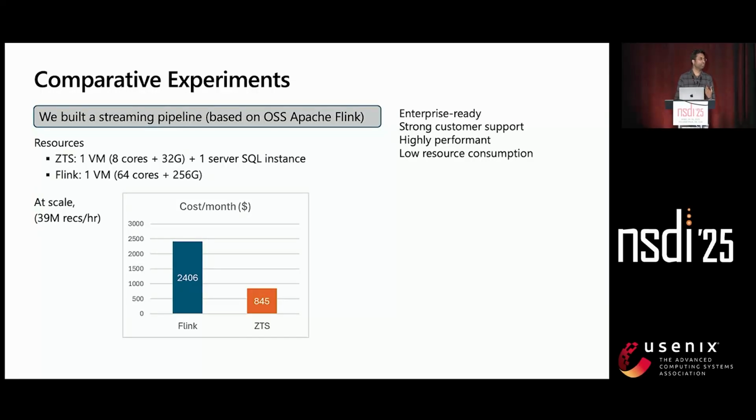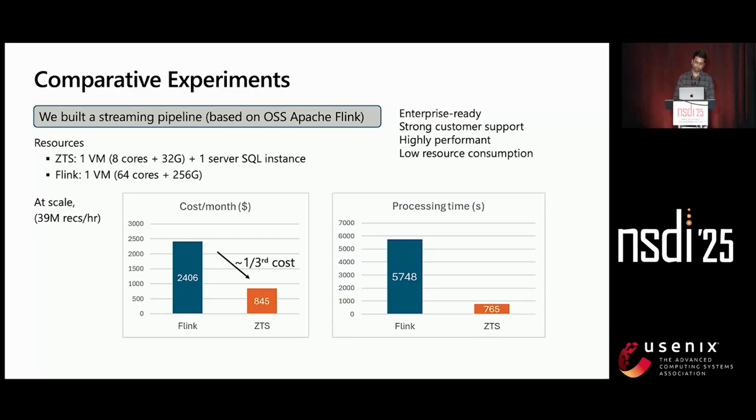At scale, looking at a data set size of 39 million records per hour, we see that compared to Flink, our system incurs only one third of the cost. But at the same time, we are 7.5 times faster. Hence, ZTS is 21 times more cost effective. I'd like to emphasize that Flink is a general purpose system that is shown to work well across many scenarios, while ours is optimized for our particular use case. We believe these results show the importance of application-specific design and optimizations.